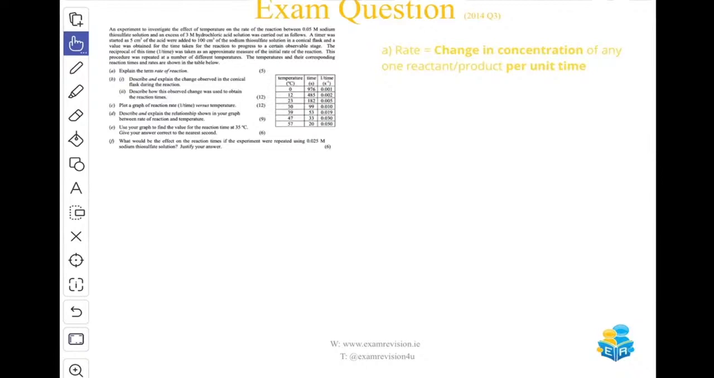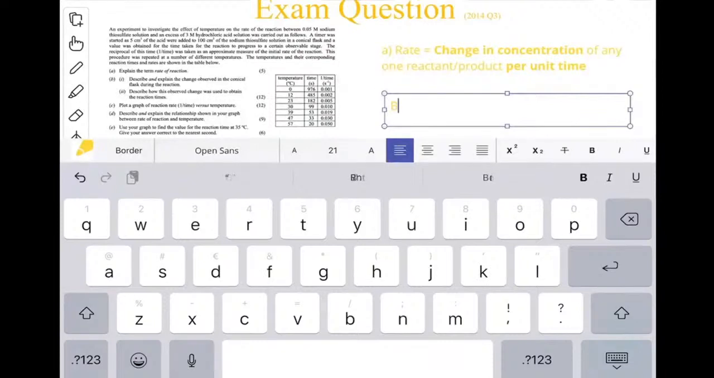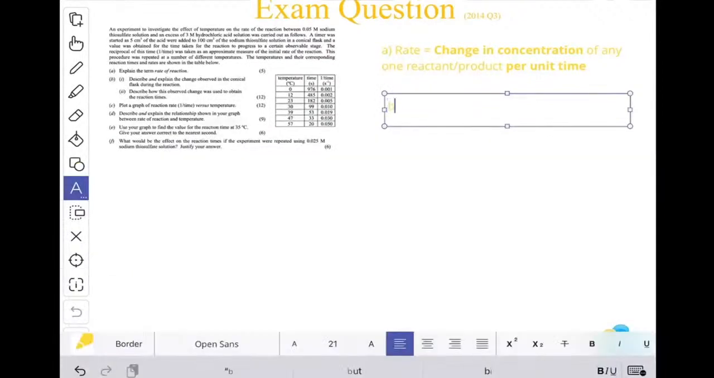So that's right. Next is part B. Part B says describe and explain the change observed in the conical flask during the chemical reaction. So for part B, we would say that cloudiness or a precipitate will form, and that is for part 1, describe. Now it says describe and explain, so you need to say where this precipitate comes from. So the cloudiness and precipitate forms due to the formation of sulfur, and I've mentioned that already in the experiment video.